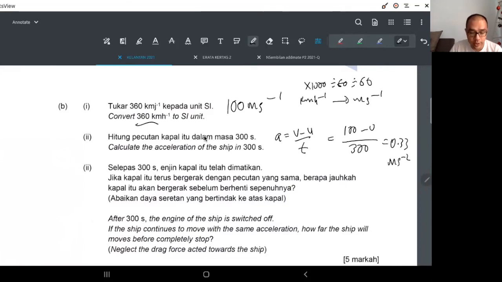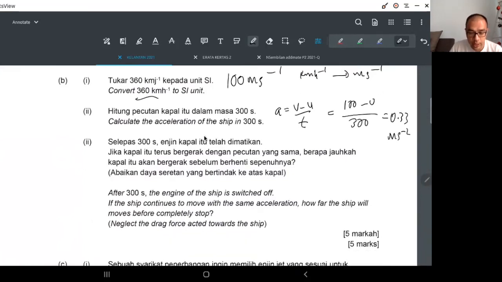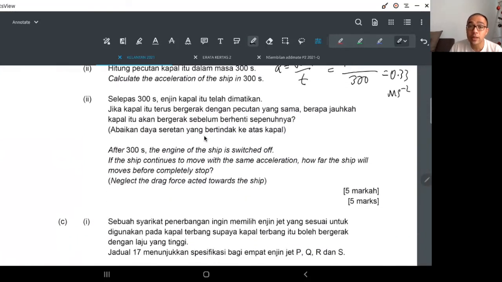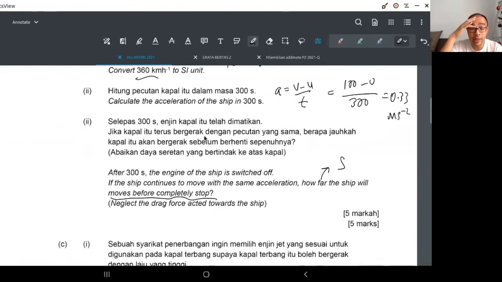Okay, after 300 seconds, the engine of the ship is switched off. So it's going to move with the same acceleration. How far will the ship move before it completely stops? How far is an S question? Okay, so think about this. Hold on. You have the starting one. Starting one is okay.